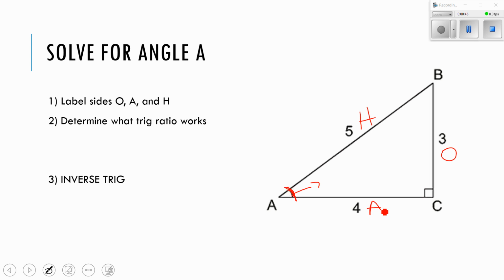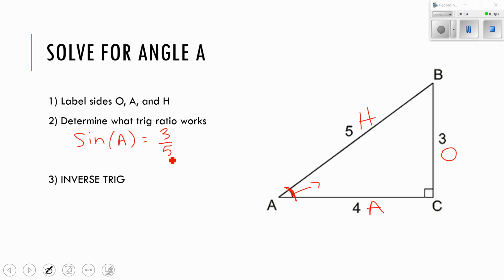Now we're going to determine what trig ratio works. Because we have all three sides labeled, we can use any of the trig ratios. I'm going to go ahead and use sine because I like sine the best. And I would say sine of my angle, which is A, is equal to my sine ratio, opposite over hypotenuse.